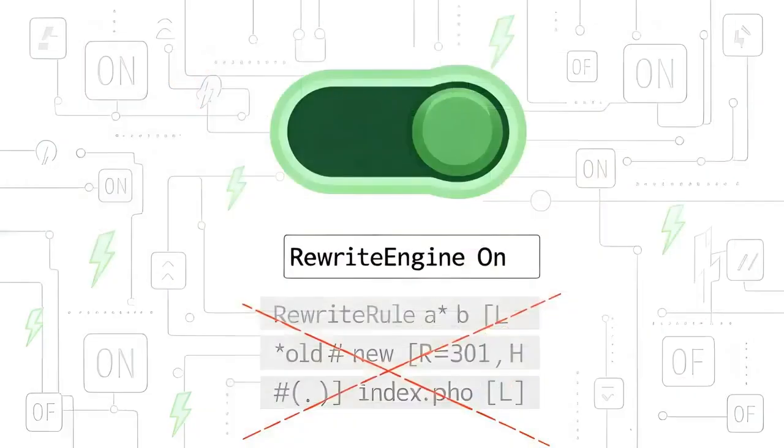Once the module is loaded, the master switch is RewriteEngine On. Place this directive at the top of your .htaccess or virtual host block. Without it, every rewrite rule below it is silently ignored. The module is present but disabled. Think of it as the power button for the entire rewrite system.